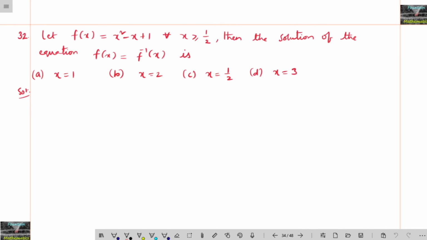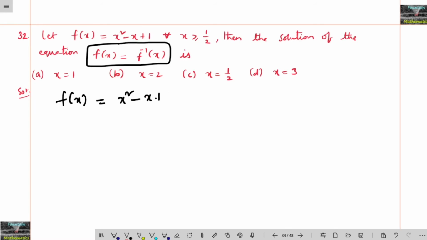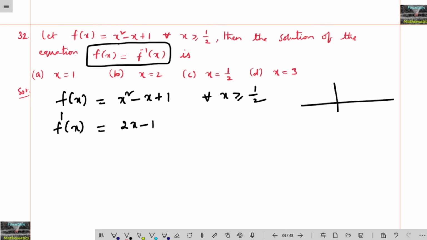Let f of x is equal to x square minus x plus 1 for all x greater than or equal to half. Then the solution of the equation f of x is equal to f inverse of x is, since given f of x is equal to x square minus x plus 1 for all x greater than or equal to half. And let me check this. This is a quadratic curve where f dash x is 2x minus 1, and we know that 2x minus 1 is zero when x is equal to half. Above half we can see it is positive, and below it is negative, so it is f dash.